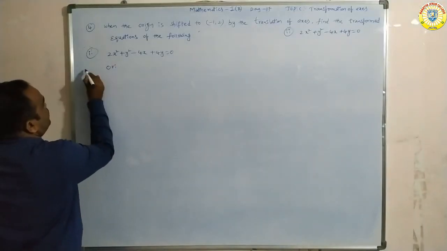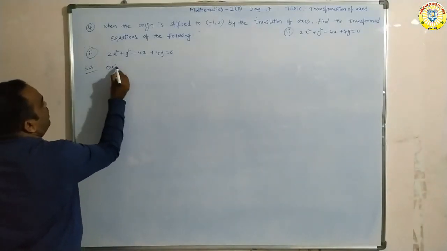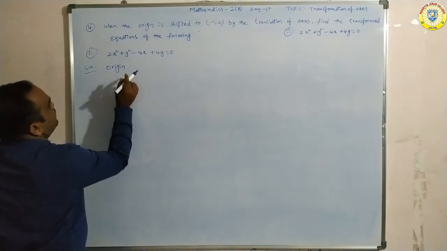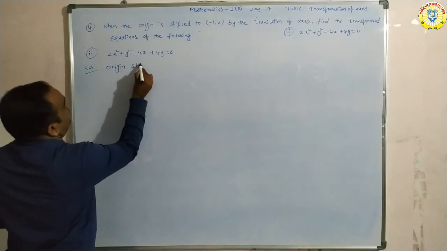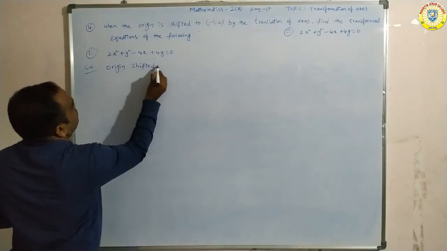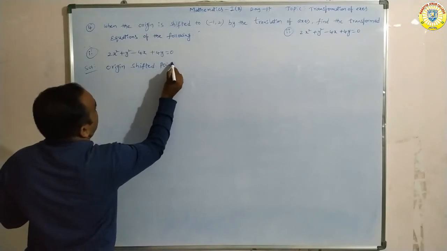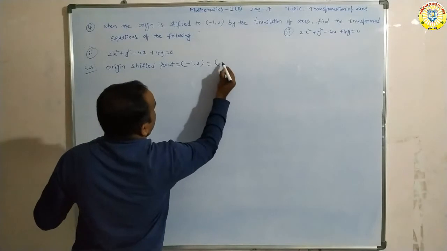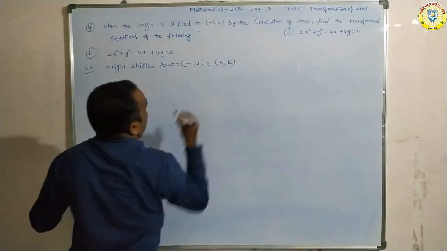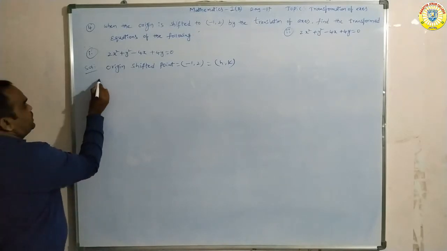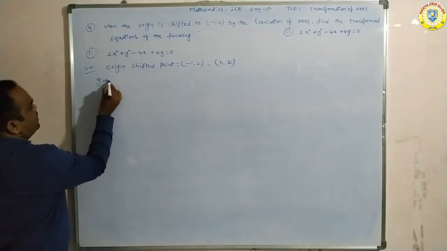See here, first we are writing, all of you remember this one. So see the solution. Origin shifted point is minus 1, 2. That is nothing but which one, sir? H comma k. Here given original equation.